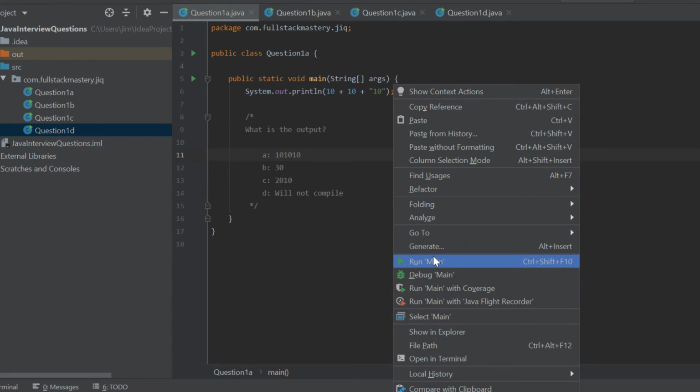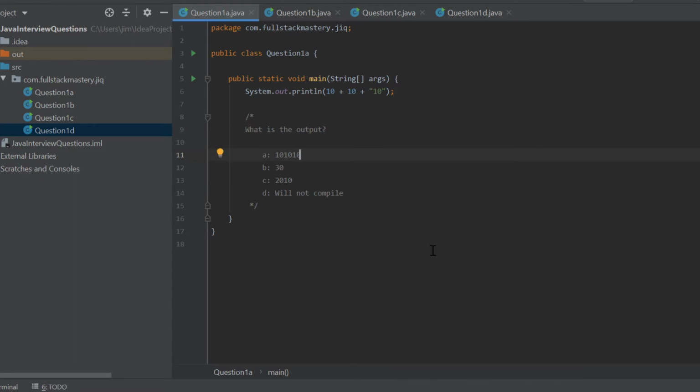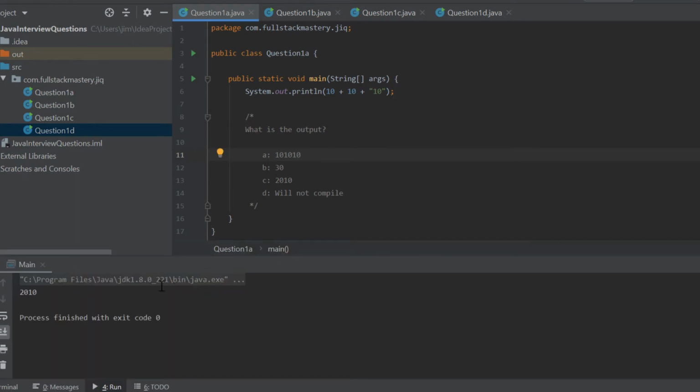Okay, let's run it. And the answer is C. So if you choose C, give yourself a pat on the back. So now the second question is, since we change this plus to a multiply, to a times, okay? And then now what is the output?